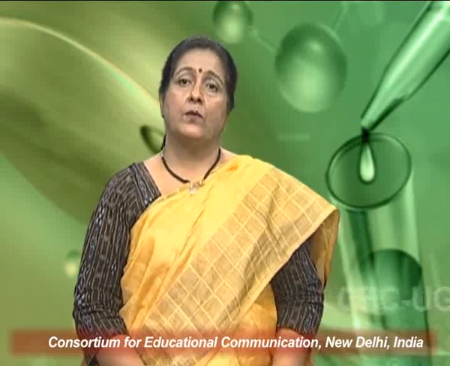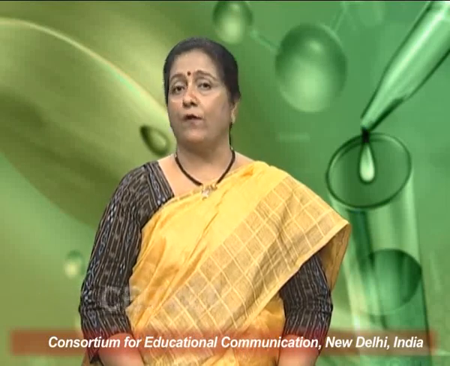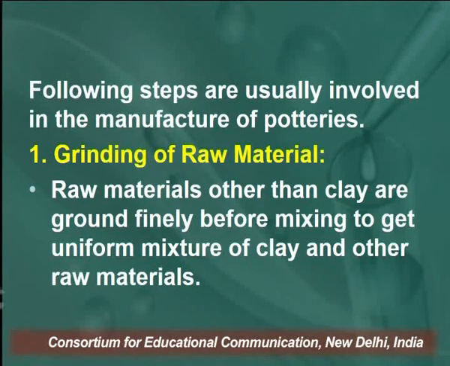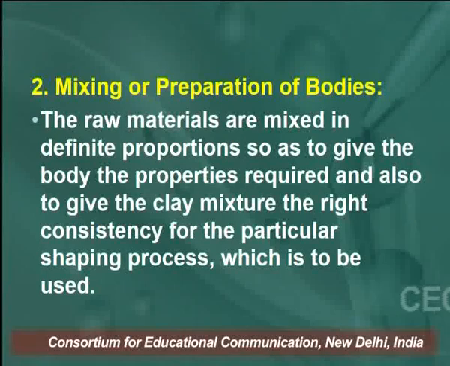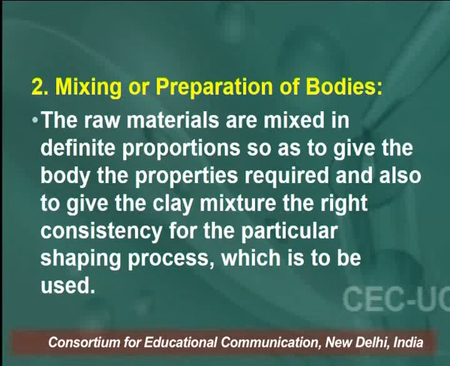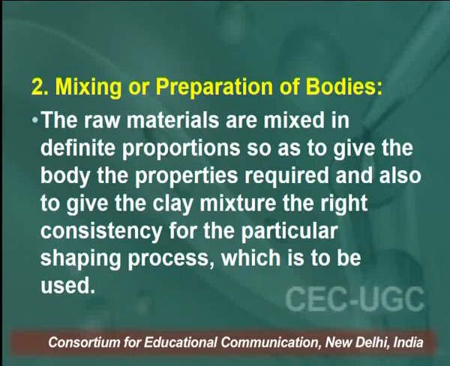Now the steps which are involved in the manufacture of potteries. Number one is the grinding of raw material. Raw materials other than clay are ground finely before mixing to get a uniform mixture of clay and other raw materials. Then mixing, or it is known as preparation of bodies. The raw materials are mixed in definite proportions so as to give the body the properties required and also to give the clay mixture the right consistency for the particular shaping process which is to be used.